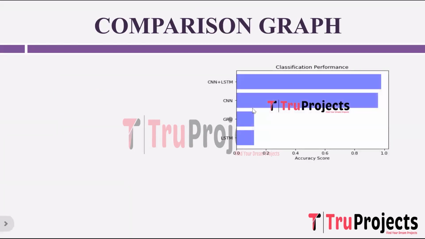Comparison graph. This is the accuracy comparison graph. On the x-axis, we have the accuracy score, and on the y-axis, we have the algorithm name. Accuracy is a measure of the overall correctness of a classification model. It calculates the ratio of correctly predicted instances, both true positives and true negatives, to the total number of instances.